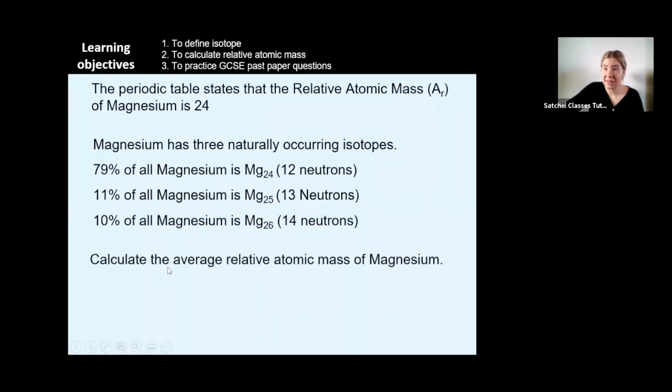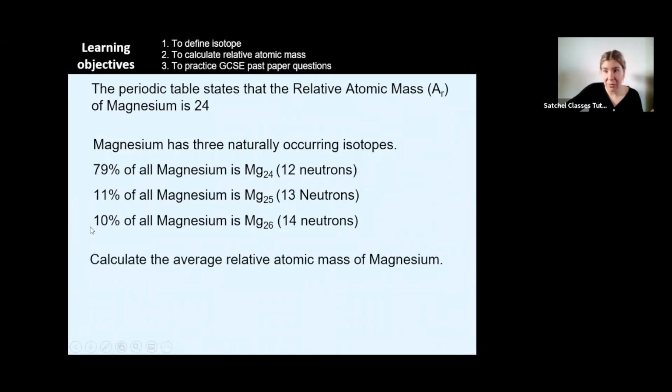Okay. Look at this. So this is actually a little bit different. The periodic table states that the relative atomic mass of magnesium is 24. It actually has 3 occurring isotopes. So 79% of magnesium is 24, 11% is 25, and 10% is 26. Calculate the average. I want you to think about what you could do if you're calculating an average, and you know before that it was mass times abundance plus mass times abundance. Remember I said if there's a third, you just do plus mass times abundance. All of that divided by 100.